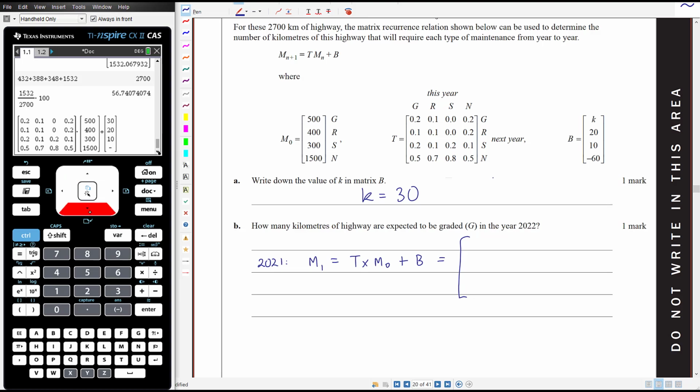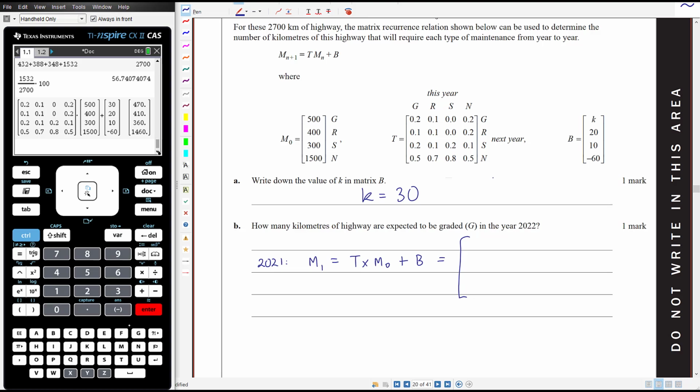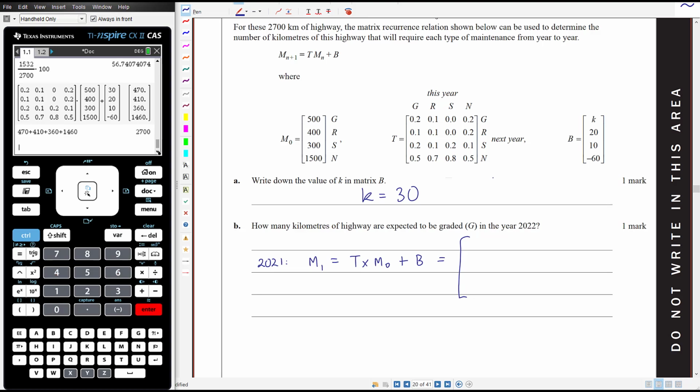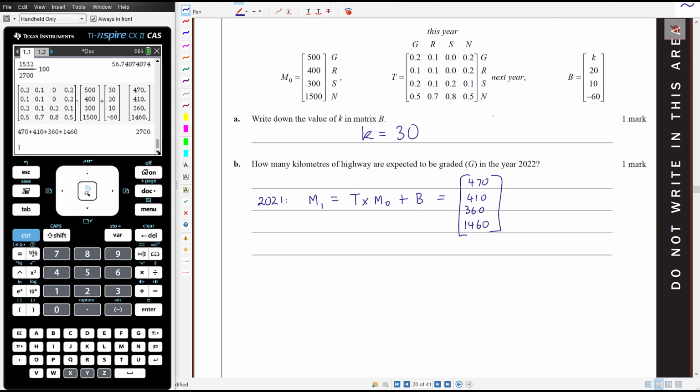I was going to say I was going to use this question to check that we did still have 2,700 kilometres of road, which we would have realised we didn't when we did it. So you want to take these opportunities to check, because this is your chance to check that you've got B right. So we should find 470 plus 410 plus 360 plus 1460 is still 2,700. So that confirms that our K value is correct now that we've fixed it. Okay, so 470, 410, 360 and 1460. Okay, so that is 2021's numbers.